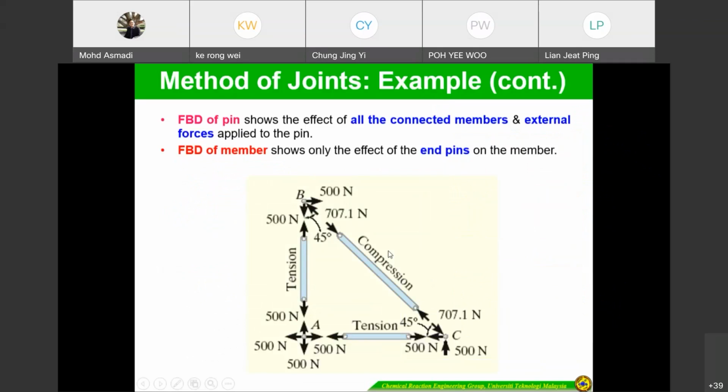As a summary for the method of joints, the FBD for the pin shows all the connected members and external forces applied to the pin. If you look here, the FBD of the member shows only the effect of the end pins, not at the middle, only at the pin. For this we use the method of joints and the method of sections. Please remember, for each pin, if it is in this direction, then for the member it should be opposite. Similarly, when we add these two, it becomes zero. They cancel each other.